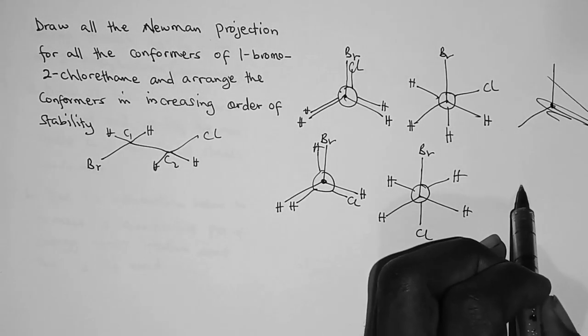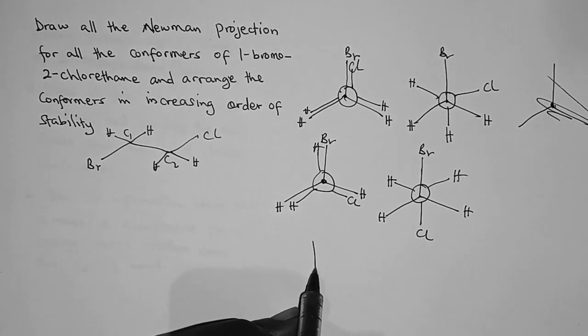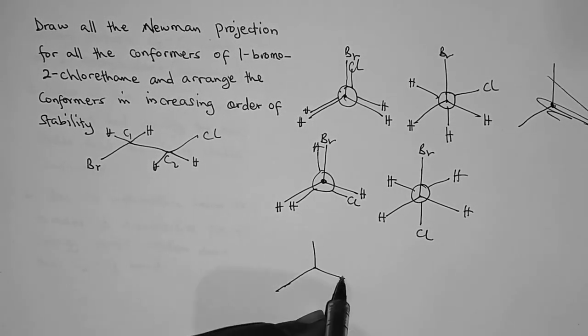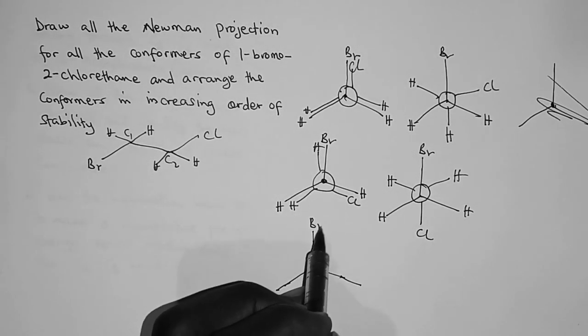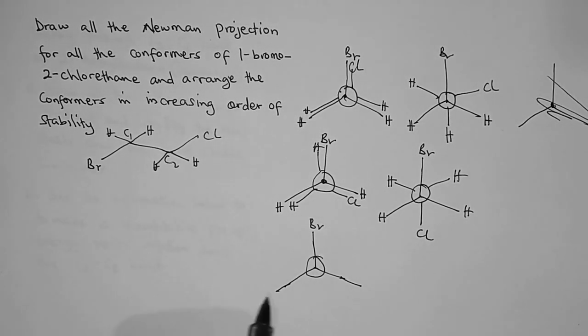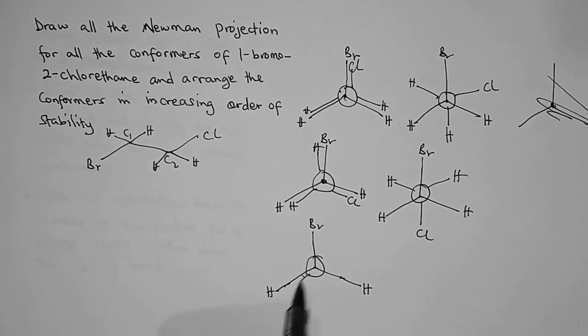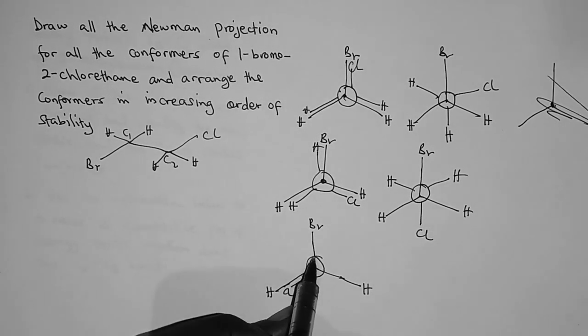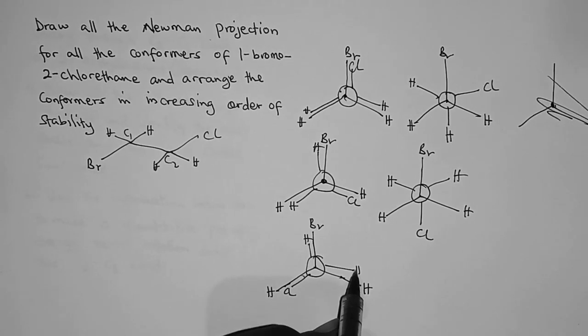And we can further rotate again. So when we rotate, let me draw that one down here. If we do another rotation, bromine is here, bonded to 2 protons, and the carbon at the back is a chlorine. So if we rotate, this chlorine comes here, and then this proton goes here, and this proton comes here.